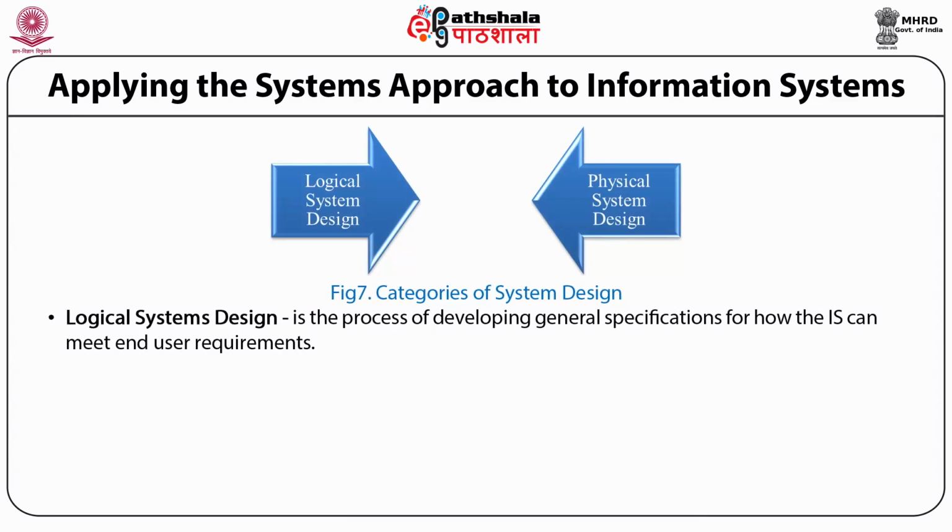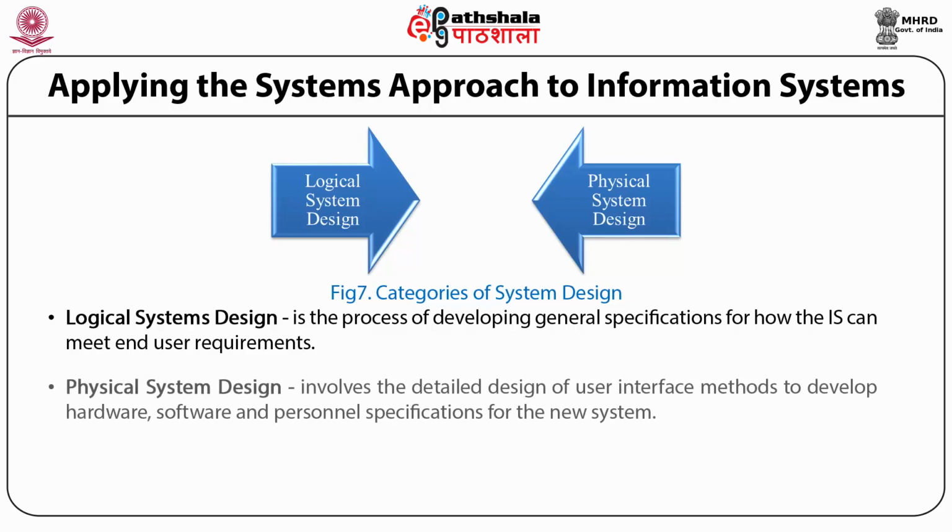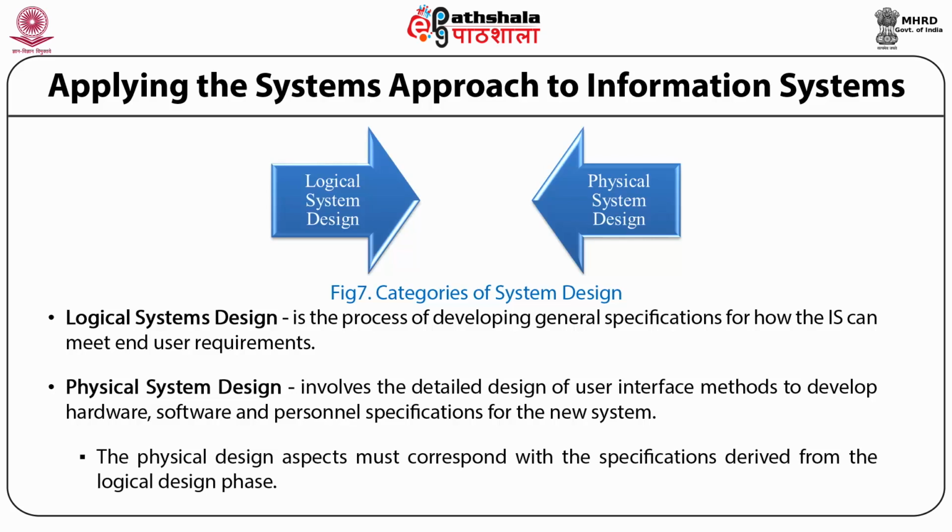The logical system design is the process of developing general specifications for how information systems can meet end user requirements, while the physical system design involves the detailed design of user interface methods to develop hardware, software, and personnel specifications for the new system. The physical design aspect must correspond with the specifications derived from the logical design phase.